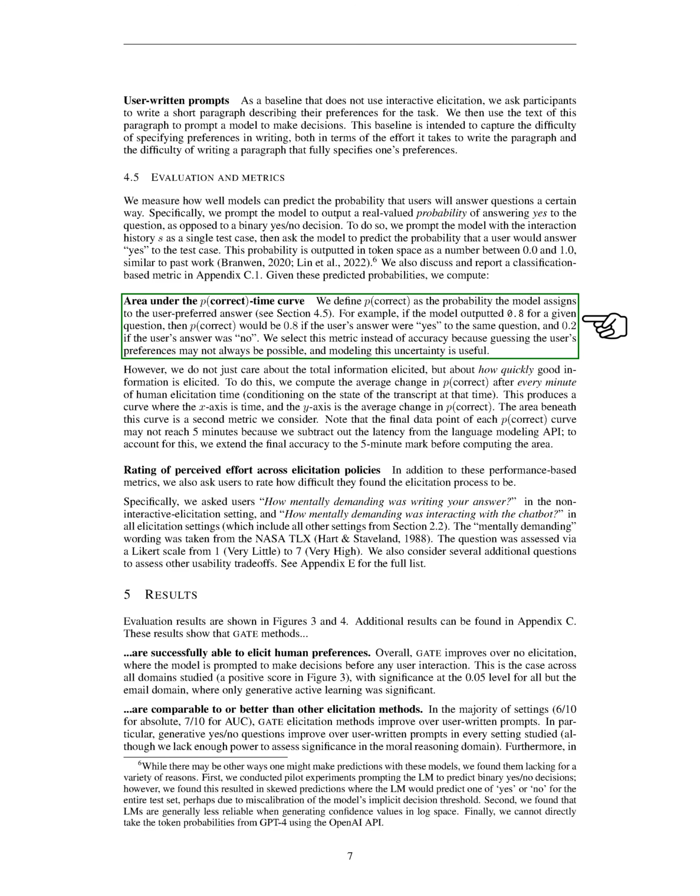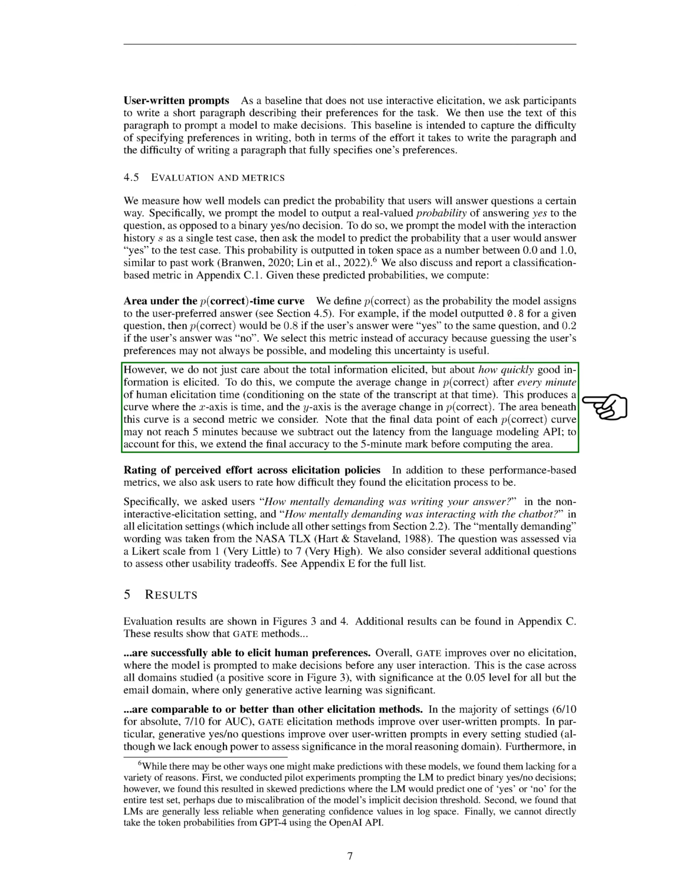We also introduced a metric based on the area under the curve of the probability of a correct answer over time. This metric, denoted as P, correct, is the probability the model assigns to the user-preferred answer. For instance, if the model outputs 0.8 for a question, then P, correct, would be 0.8 if the user answered yes, and 0.2 if the user answered no. We chose this metric over accuracy because it's not always possible to guess the user's preferences, and modeling this uncertainty is beneficial.